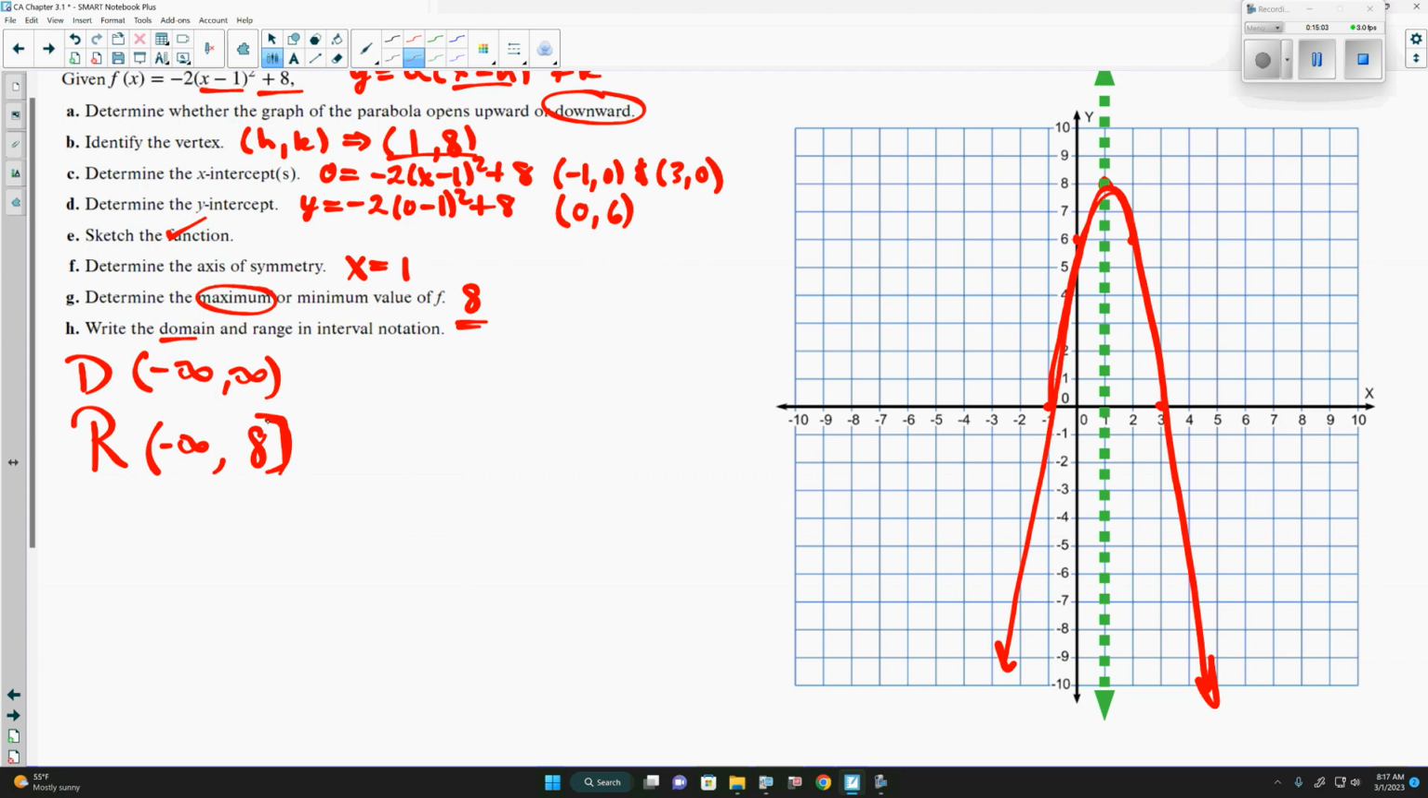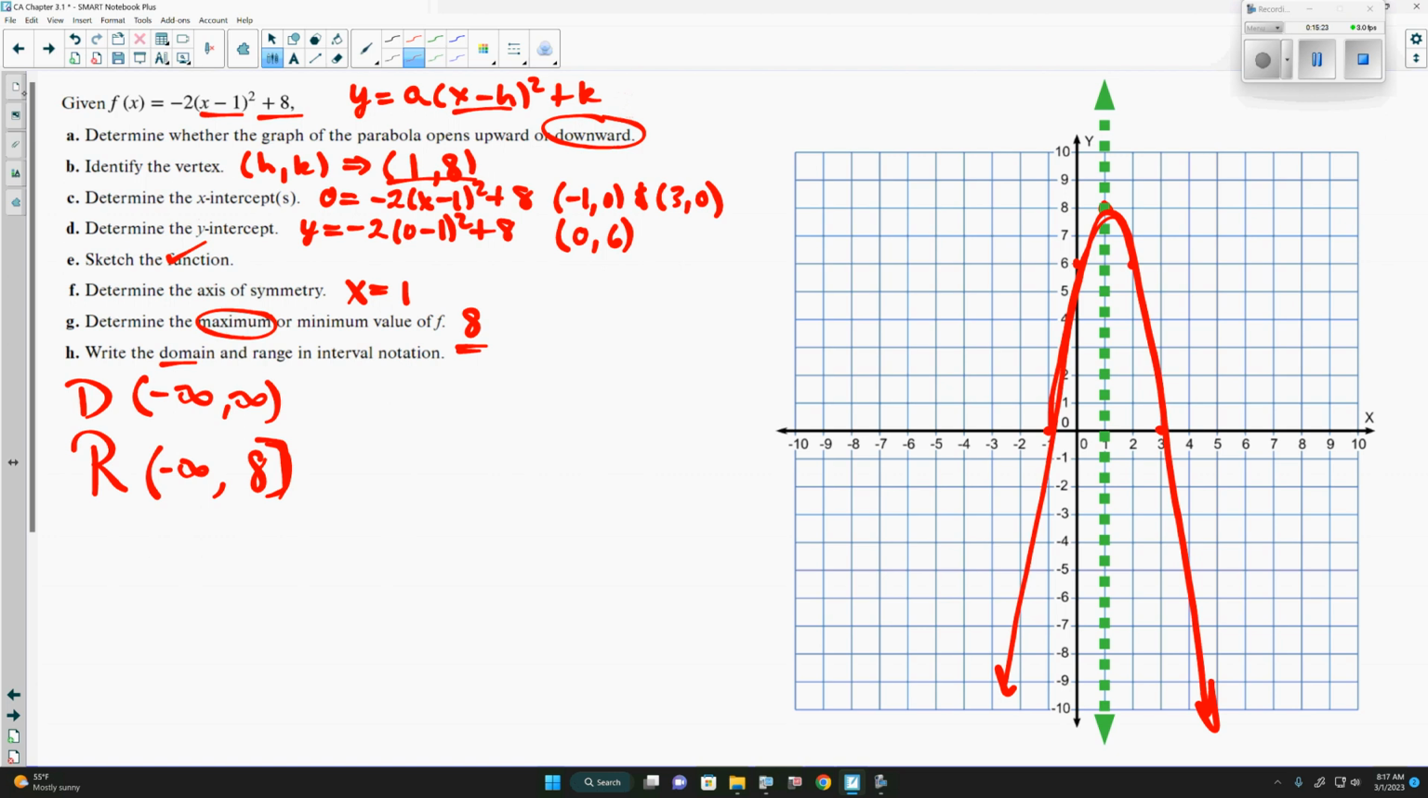If the point's included and we start having restrictions, then we have some differences on parentheses and brackets. But with these quadratics, you will use parentheses every time because we can't reach infinity or negative infinity. But we can reach the value of 8. Questions on this here?